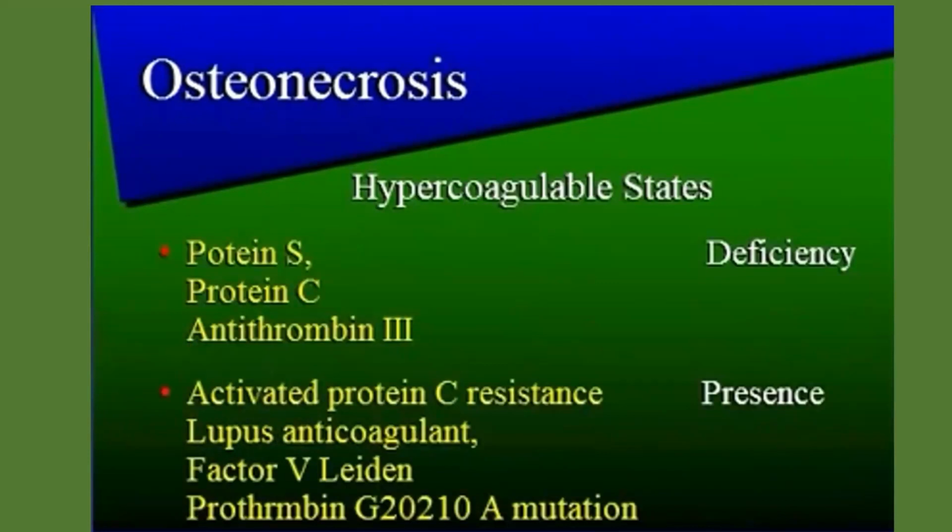These are the hypercoagulable states that are associated. They can have a protein S and protein C deficiency, as occurs in Legg-Calvé-Perthes disease.